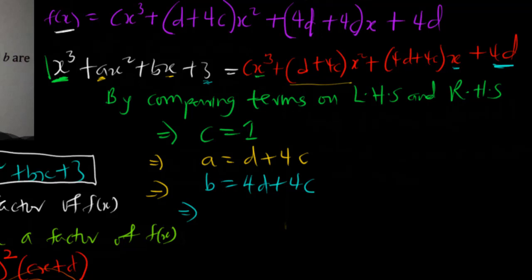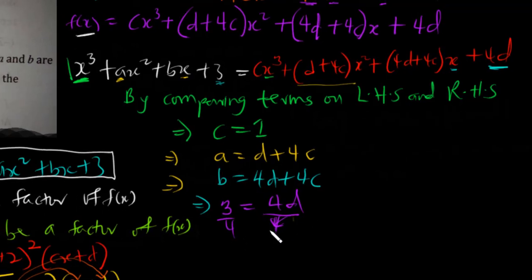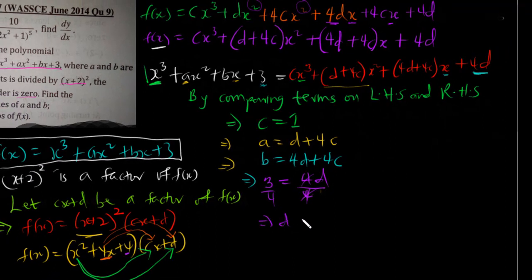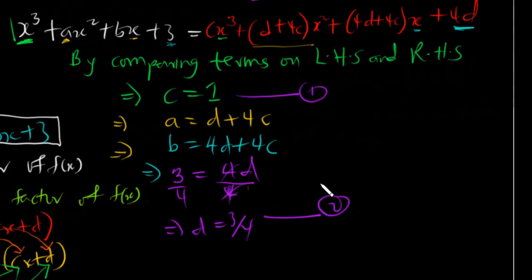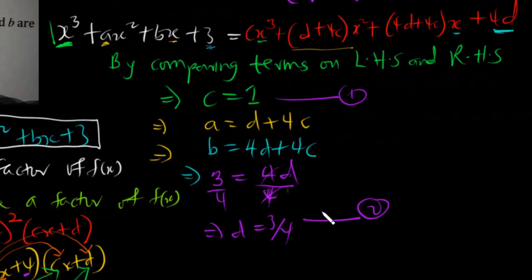I think the value to do. All right, so we can say 3 equals 4d, and from here we can find d by dividing both sides by 4, so that this implies d equals 3/4. So now we know d, and we know the c too. We know c to be 1, then we know d to be 3/4.